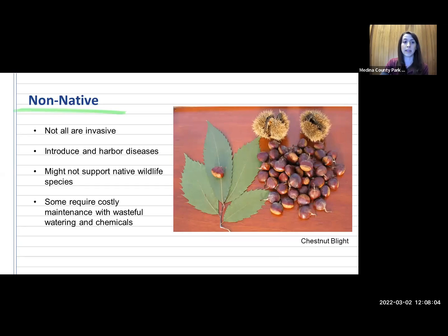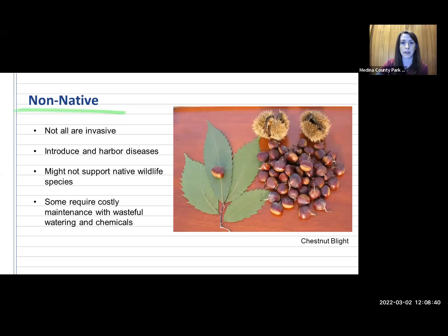Some of the things we need to be careful of with non-natives, though, is they can introduce and harbor diseases. And because they are now being moved from a habitat where they grow naturally, with the right amount of water, soil, and sunlight, they are disease resistant there. We're bringing them here to Ohio, where maybe it's a completely different environment. And now we have to work as caretakers, we have to work really, really hard to make this animal or plant flourish. So one example where this didn't go so great for us is the chestnut blight.